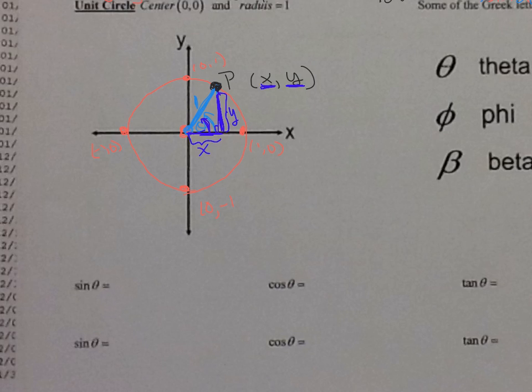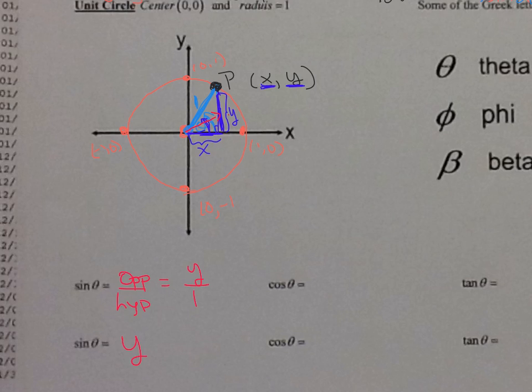All right, so now using our right triangle trigonometry that we just talked about above, I know sine, remember sine is opposite over the hypotenuse. So I want sine of theta. Which side is opposite theta? Opposite theta is y, over the hypotenuse, which is 1. So that means my sine theta is equal to y over 1. So therefore, sine is equal to my y value.